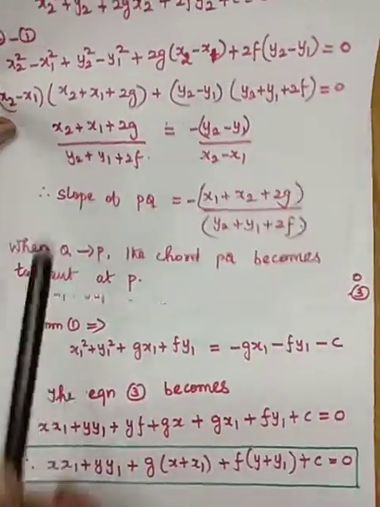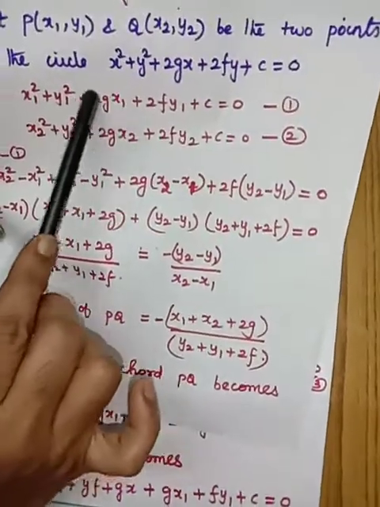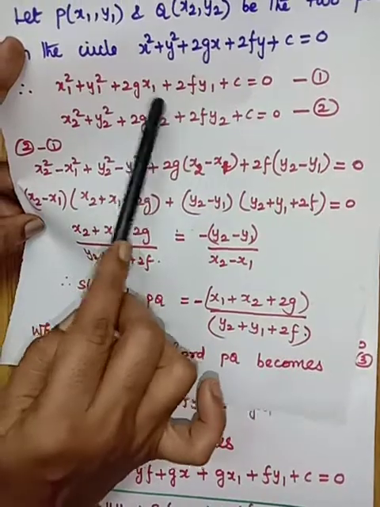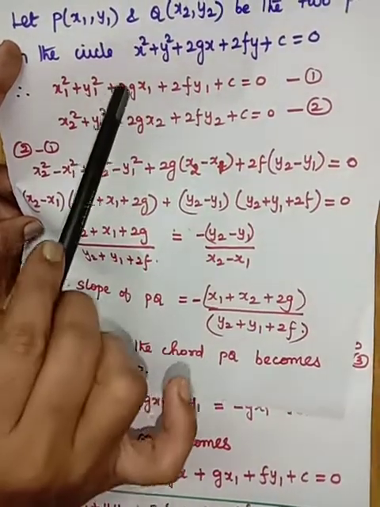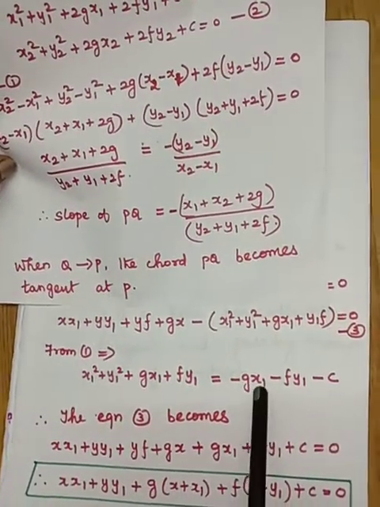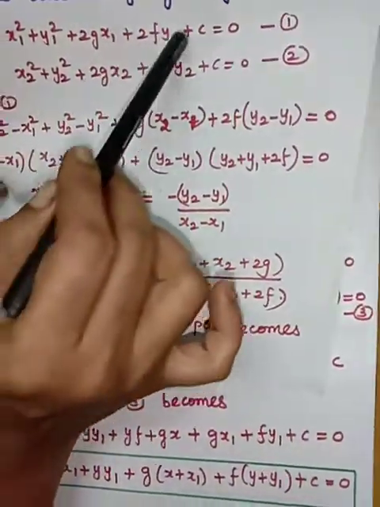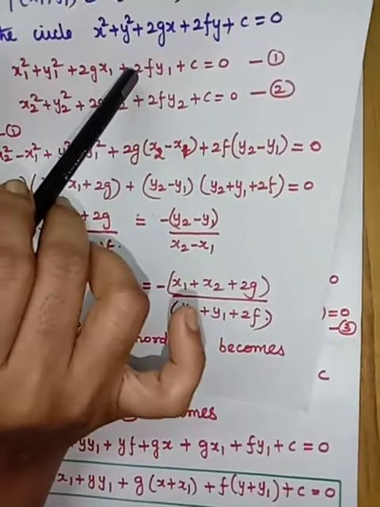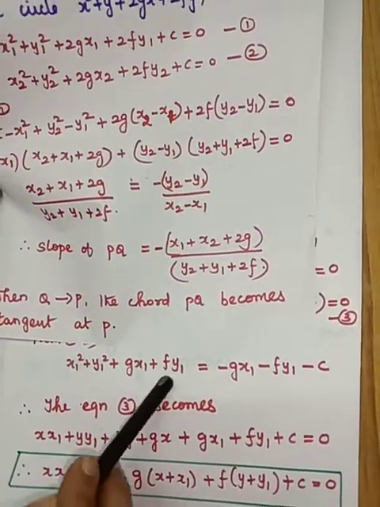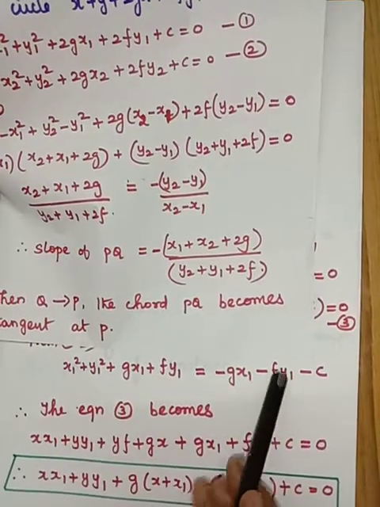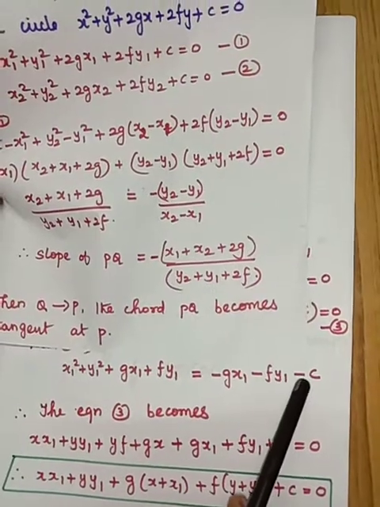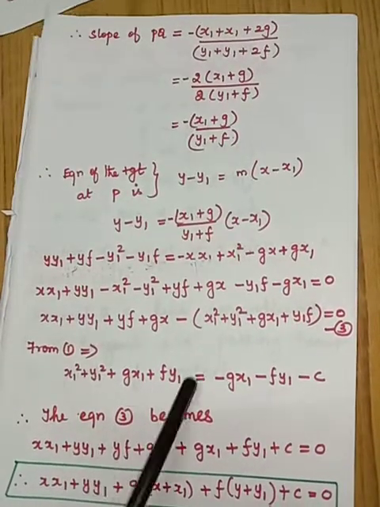So from the first equation, here you are having 2gx1. This can be written as gx1 plus gx1. One gx1 you keep it here, the next gx1 you just take to the other side, that is minus gx1. Similarly, the 2fy1 can be written as fy1 plus fy1. One fy1 you keep on the left side, another fy1 you take to the right side, that is minus fy1. Here the plus c, when you take it to the right side, it is minus c. So this you are getting.